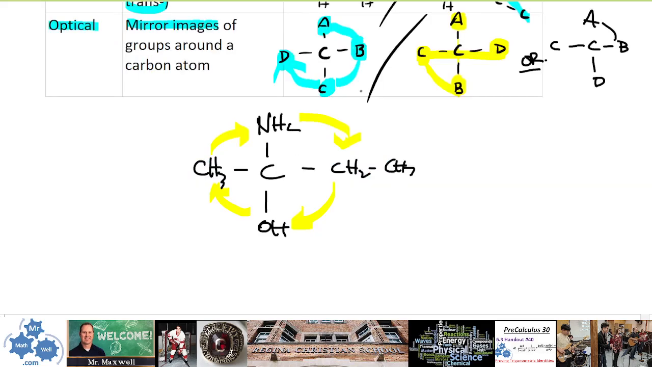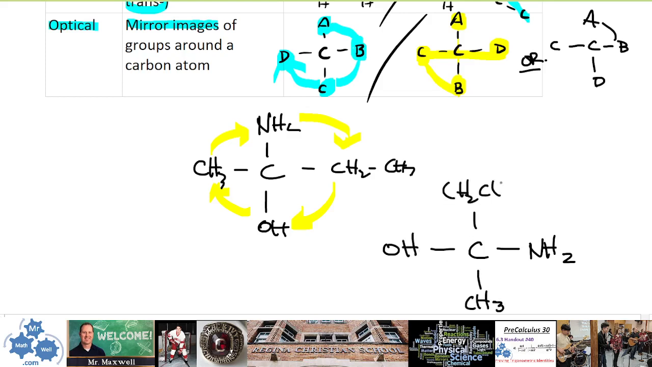So if this is not including A, B, and C, so if I give you this, okay, would this be an isomer if I drew it like this? Okay, is that an optical isomer, yes or no? I heard a yes. Okay, I'm hearing yeses and nos.